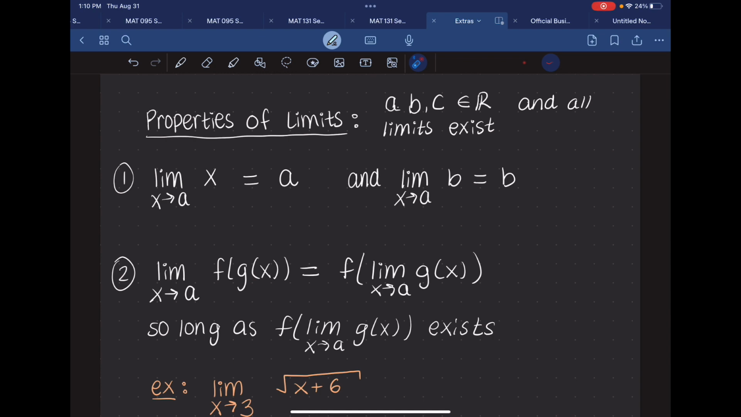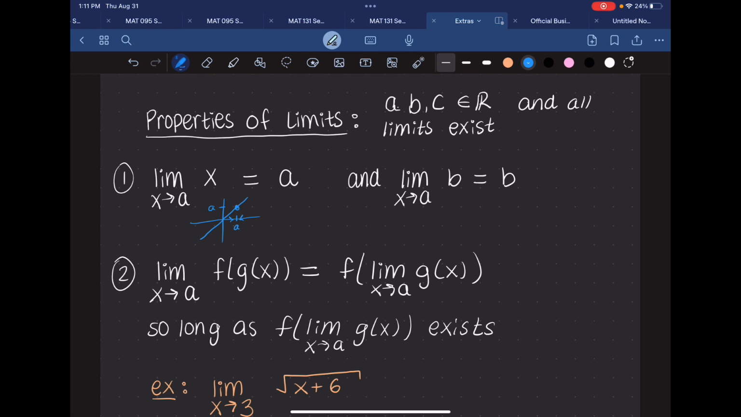All right, so the first property is that the limit as x goes to a of x is going to be equal to a. And if we think about the graph of f of x equals x, this makes total sense. This graph looks like this. If I'm approaching x equals a, my output is going to be at a, and so the limit as x goes to a is going to be a.